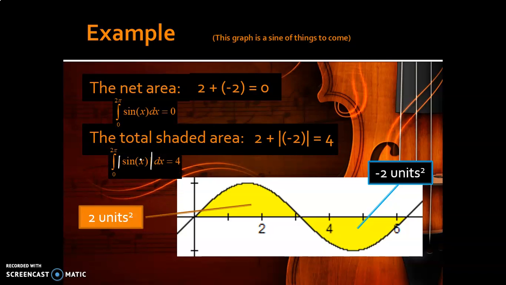So anytime it asks for total shaded area, the easiest way to do it, especially if you have a calculator, and we'll talk about that later on, is just to put absolute value around the function before you take the integral of it. So anytime you'll see absolute value around a function, it's going to find the total shaded area, not the net area.